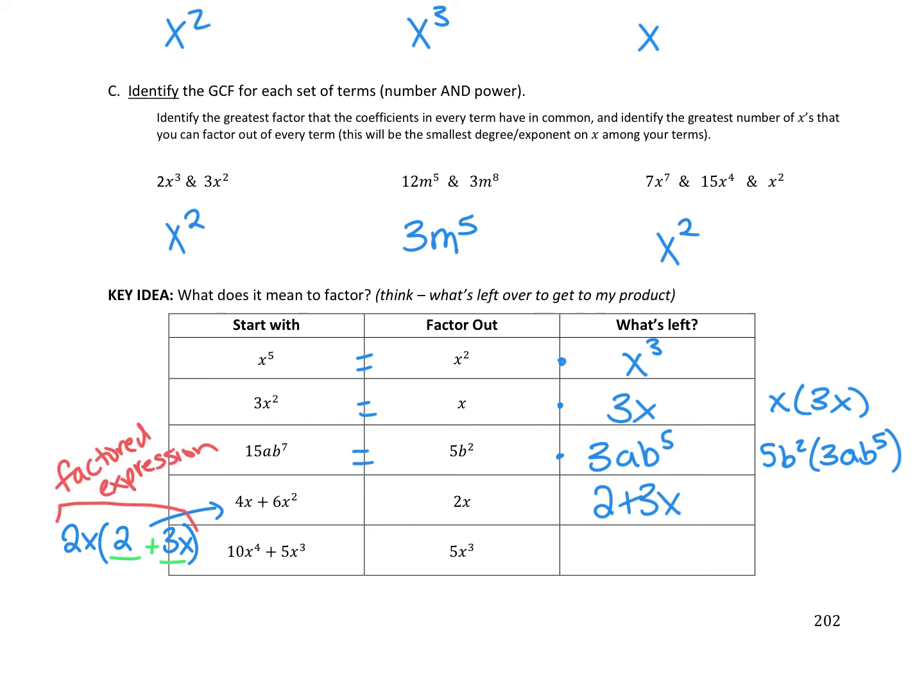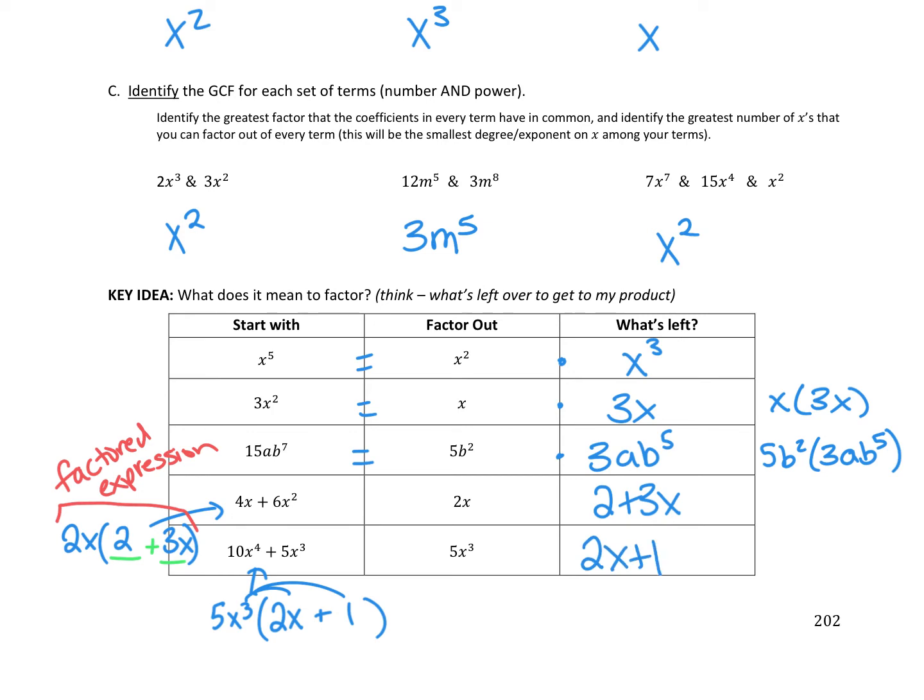The factored expression would look like this. Similarly, on the next one, we have that this expression is 5x to the third times something. We need the first term to equal 10x to the fourth, so we need a factor of 2 times 5, and we need one more x. And then we still need a plus 1, because without a plus 1, we would only get this term back if we were to distribute this back in to get 10x to the fourth plus 5x to the third. So what's left is 2x plus 1.